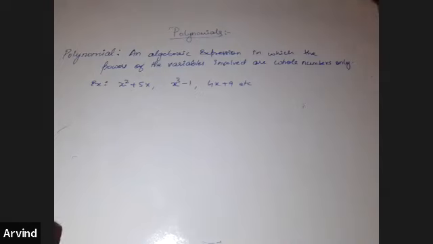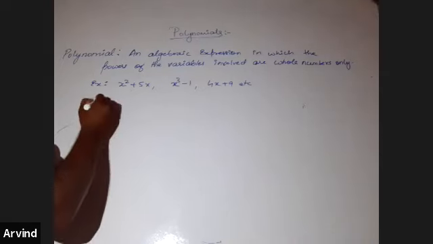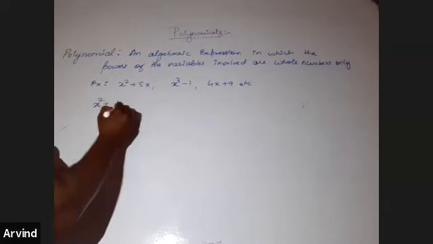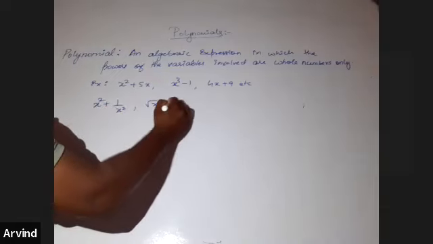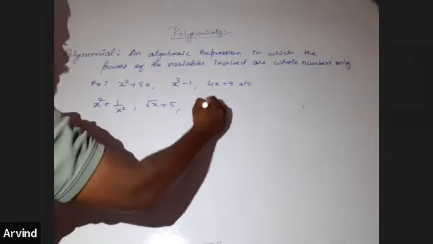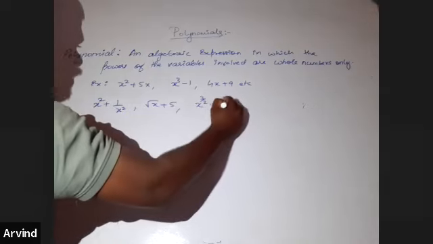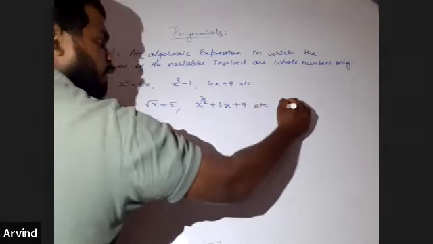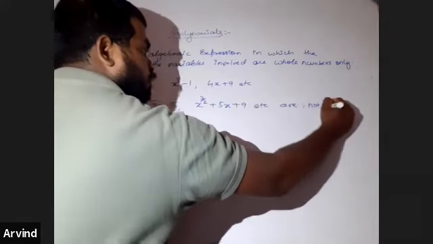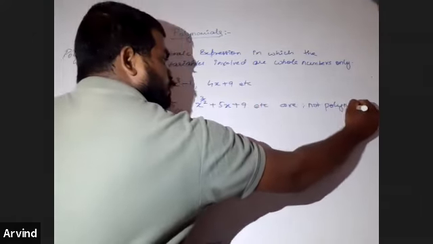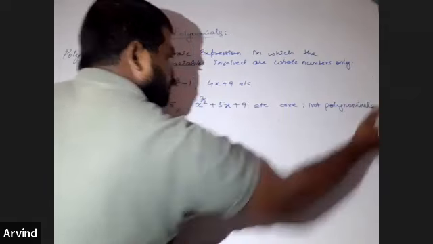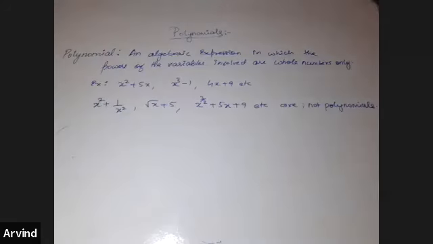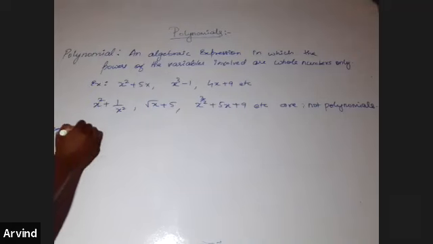Okay, I'll also give you some examples which are not polynomials. X square plus 1 by x square, root x plus 5, x to the power of 3 by 2 plus 5x plus 9, etc. are not polynomials. Okay. Next one is degree of a polynomial.